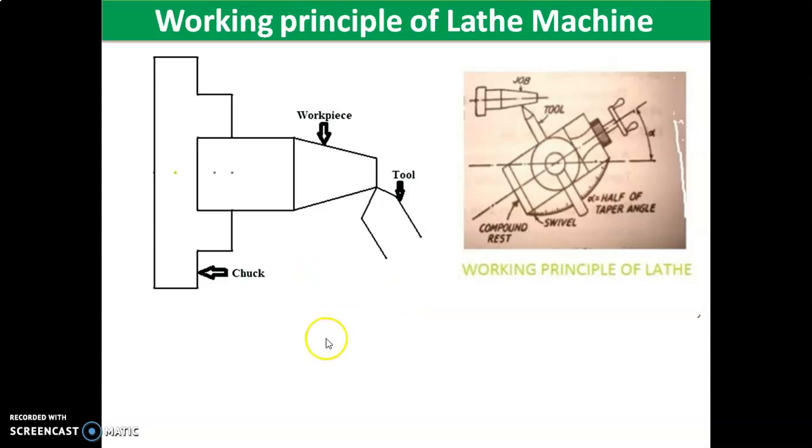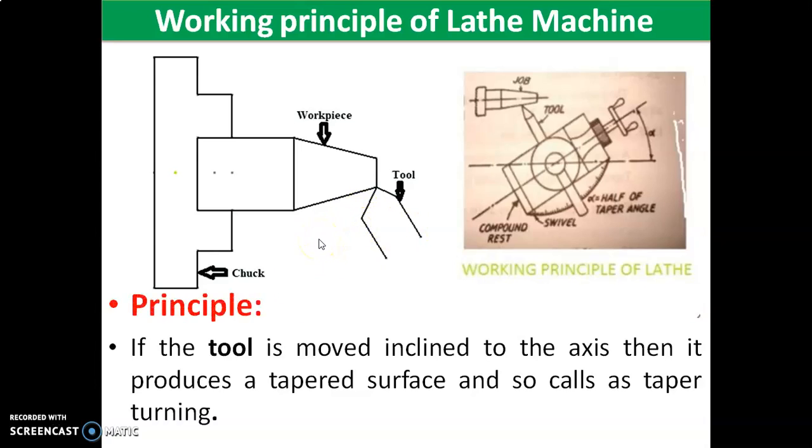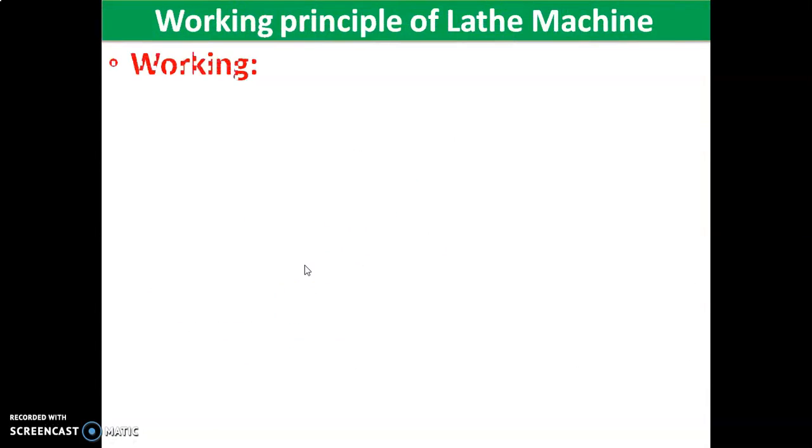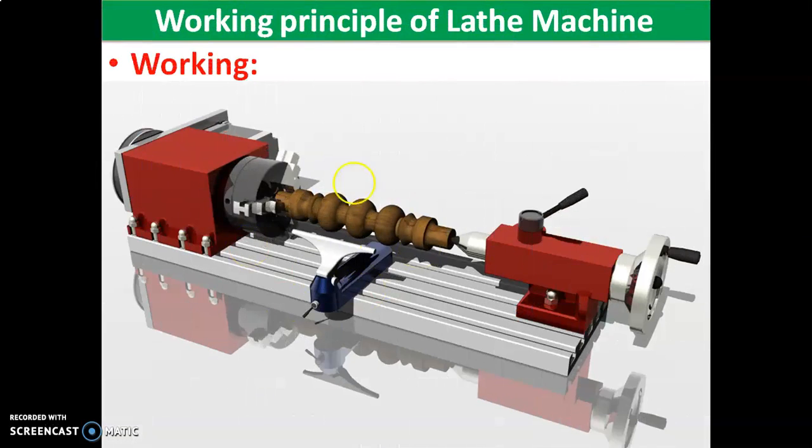I hope you understand the direction of the cutting tool, the first direction, second direction and third direction. So this is the third direction of the cutting tool. Now let us see the lathe machine diagram once again. This is a lathe machine diagram. So what is the working of the lathe machine?